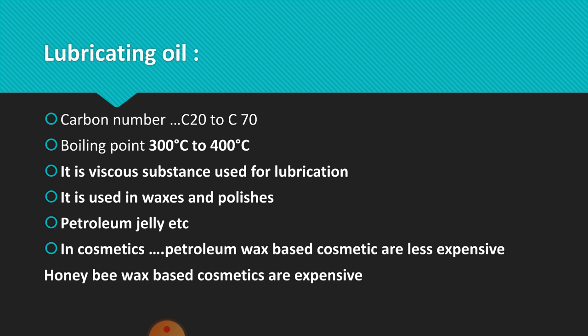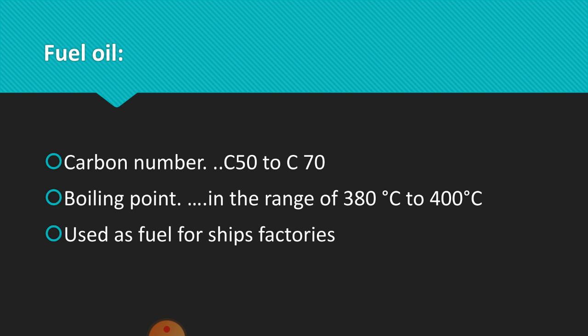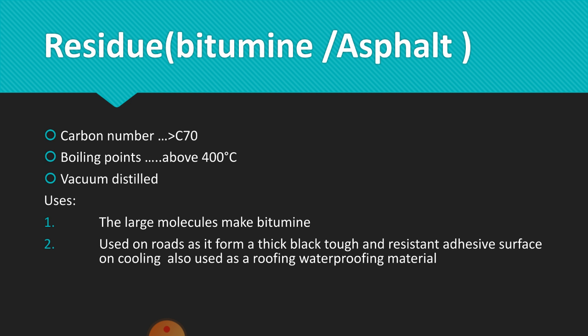Also, it is used in cosmetics. Cosmetics use two types of waxes: petroleum based wax and honeybee wax. Petroleum based are less expensive, while honeybee wax is more expensive. The fuel oil contains carbon 50 to carbon 70. Its boiling point is in the range of 380 to 400 degrees C. It can be used as a fuel for ships and factories.